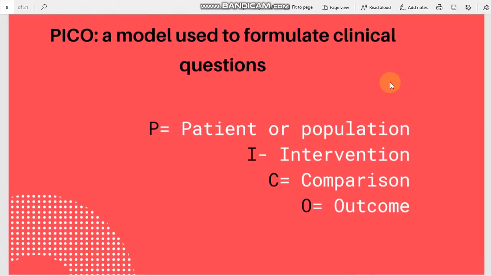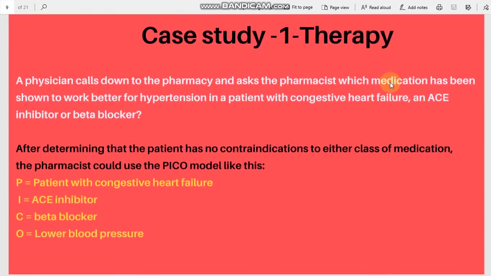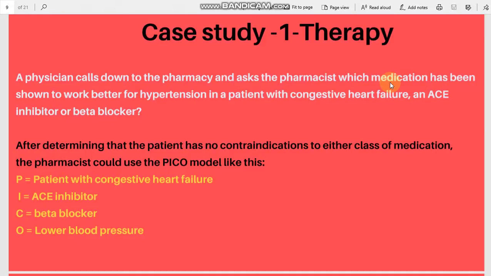Now let us discuss a model which would be useful to formulate clinical questions. What is that model? PICO model. So P stands for patient or population, I stands for intervention, C stands for comparison, and O stands for outcome. So we will see some case studies to understand what type of questions can be asked. We have seen therapy related, diagnosis related, prognosis related, prevention related, cost related queries.